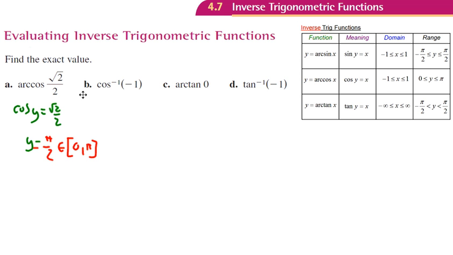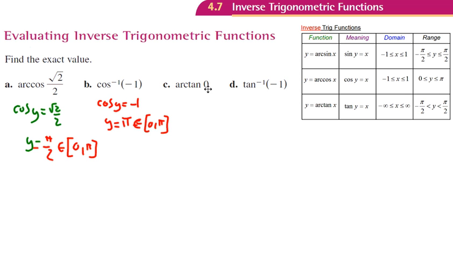Okay? Coming over here, this means the cosine of what value is going to be -1. So we've got to think about the unit circle here. The cosine of what value is going to be -1? Well, y must be pi, because the cosine of pi is -1. And pi is within the element of 0 to pi. So that one is true.